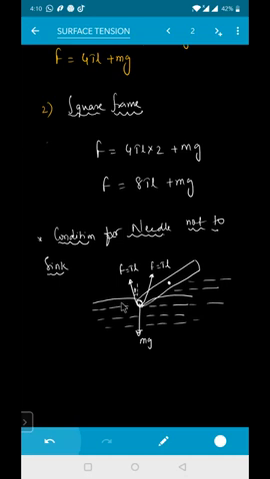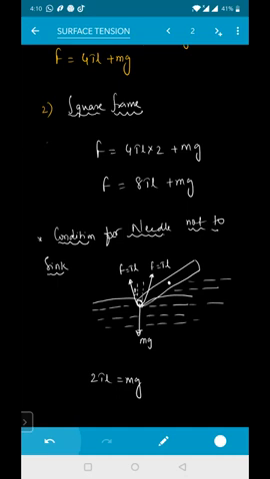This theta is less than 2 or 3 degrees, so theta is negligible. F is equal to TL in the upward direction, and F is equal to TL in the upward direction. That means I can write 2T into L will be equal to the weight of the body, that is mg. So in order not to sink, the weight of this body must be balanced by the surface tension force in the upward direction. That is, 2T into L must be equal to M into G.